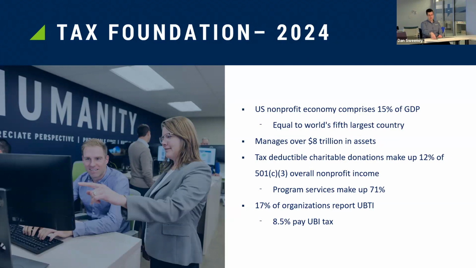The other thing I found surprising is if you look at organizations themselves, only about 17% of organizations, 501c3s, actually report some type of UBTI. And only about 8.5% of total organizations actually pay some type of tax. So for people that are concerned about UBI, it doesn't really apply to all that many organizations. And even those that have it, most actually don't end up paying any type of UBI tax.